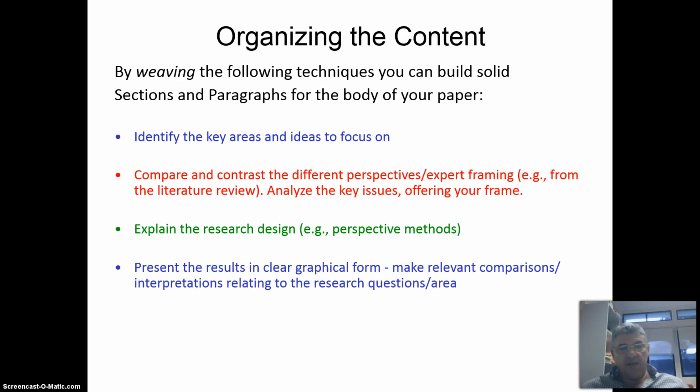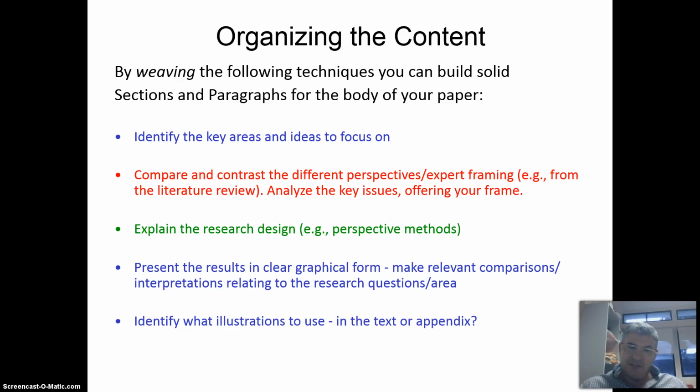And invariably, the results need to be presented in clear graphical form, make relevant comparisons with previous literature references, and make an interpretation relating to the research question and area. So this is where you pull together your main conclusions, recommendations, etc. And if you're going to be using illustrations, which ones to use, where to put them in the text, or do you put them in the appendix?